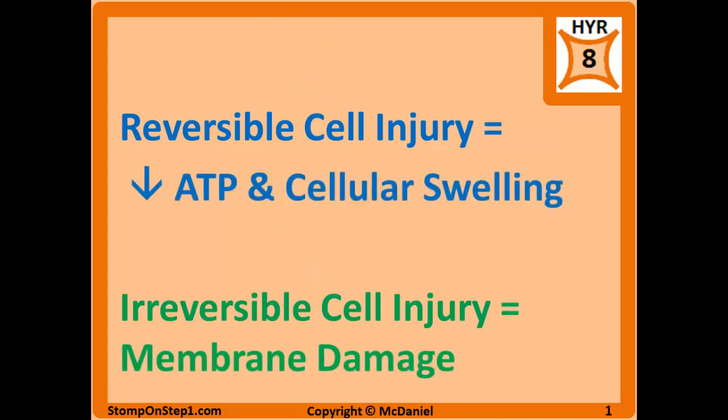Each type of cell injury has some cellular hallmarks which show up often in the question stem. For reversible cellular injury, this is going to be decreased ATP in the cell and cellular swelling. And for irreversible cellular injury, it's going to be membrane damage and the results of that membrane damage.